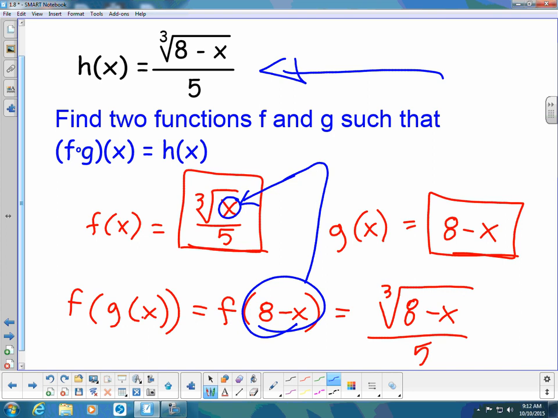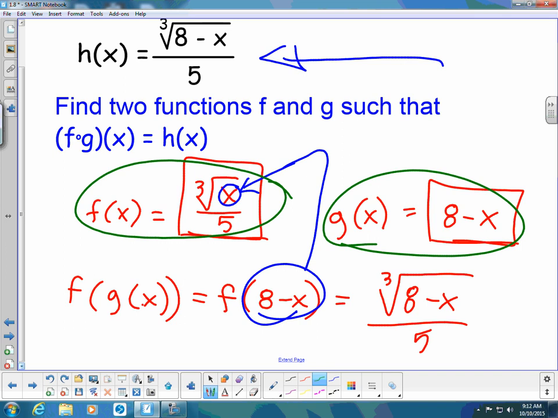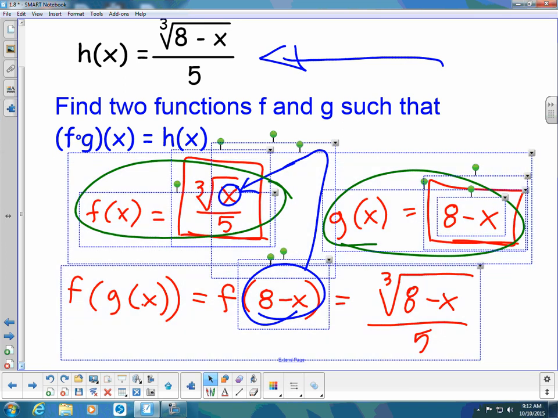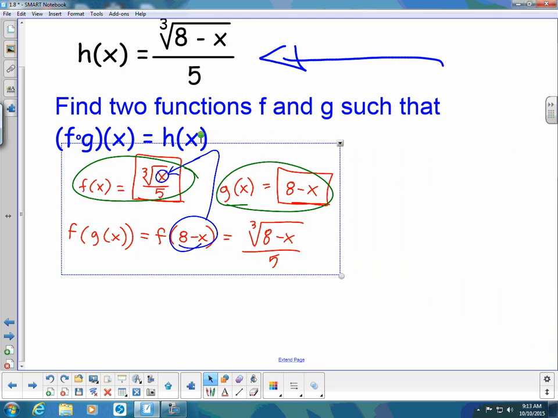Is that the only answer? Is this the only combination that we could come up with? No, you could come up with others. For example, I'll slide all this off to the side.